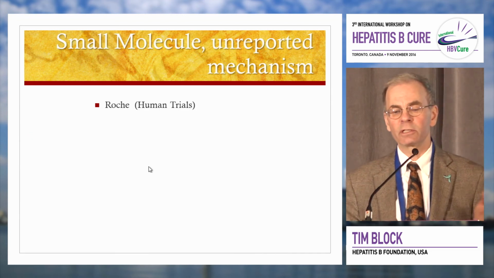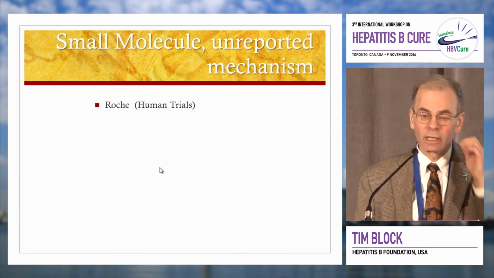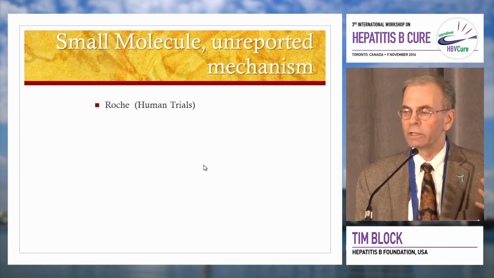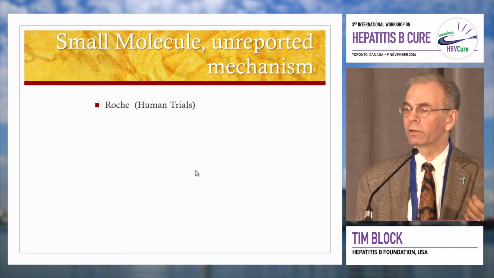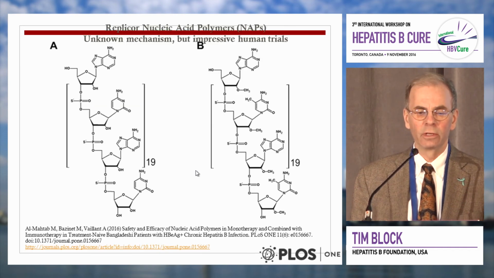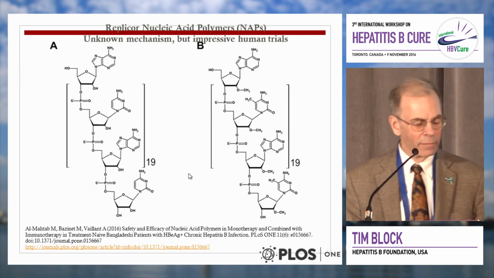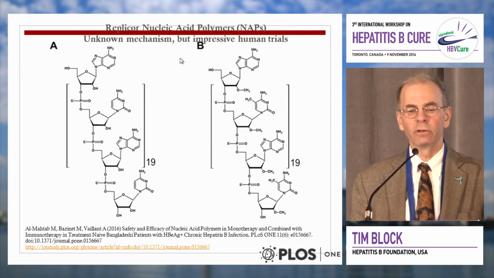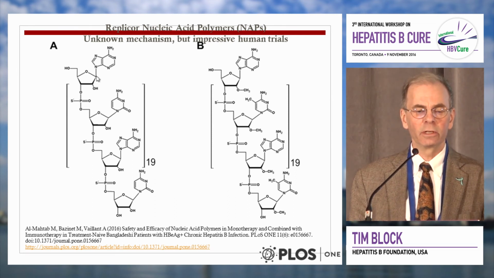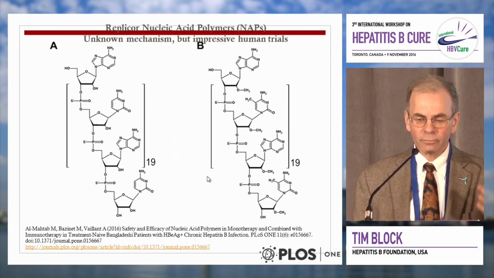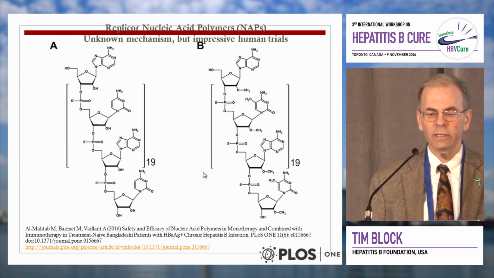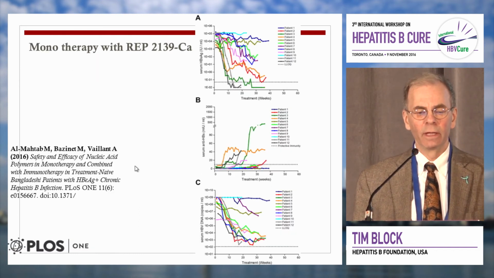Roche has a small molecule coming out that I'm very excited about. We don't know its mechanism. We have our theories on it, but I think that's already entering phase 2 clinical trials. And of course, now most notably is the Replicor product, which is a nucleic acid polymer of purines and pyrimidines. I guess this is a 19-mer. And I know Andy Vaillant is here, and they've just published very, very exciting papers showing a lot of promise.